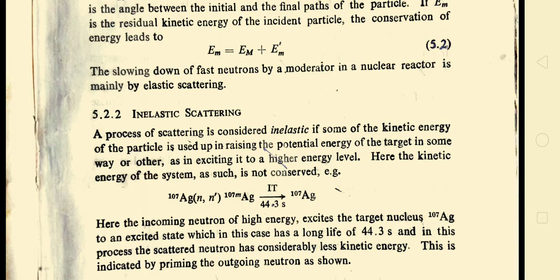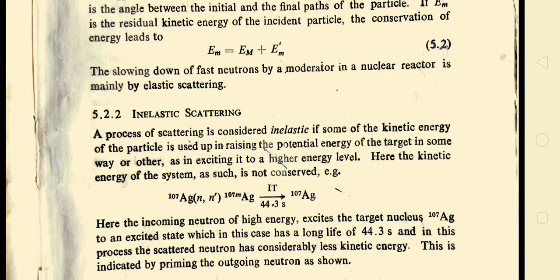The silver nucleus is excited to a higher level because it accepts a fraction of energy from the projectile and gets transferred to a higher level, which can be represented by 107 MeV, that is, a metastable state or high energy state. In the high energy state it is very unstable, but even though it has a long life of 44.3 seconds. After that it undergoes internal transition, loses a fraction of its energy and is converted into the product nucleus.